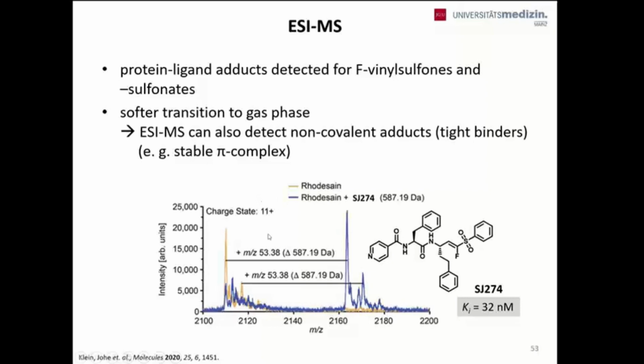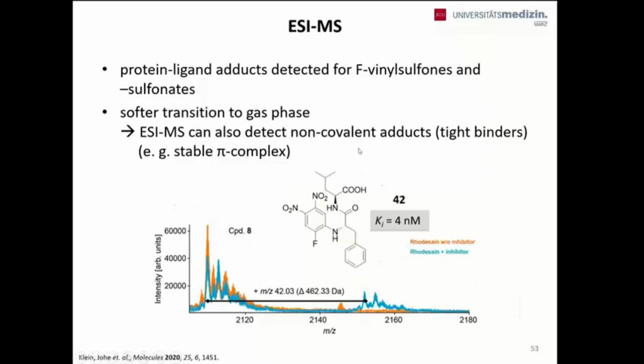Well, EASY has a softer transition to the gas phase than other mass spectrometrical methods. So this method can also detect non-covalent adducts that are very tight binders. And here you can see an example of such a tight binder. This is compound 42 that was published previously by Klein and co-workers, also a collaboration from our group with the group of Professor Opatz. And you can see in this molecule, we have an electrophilic heterine.